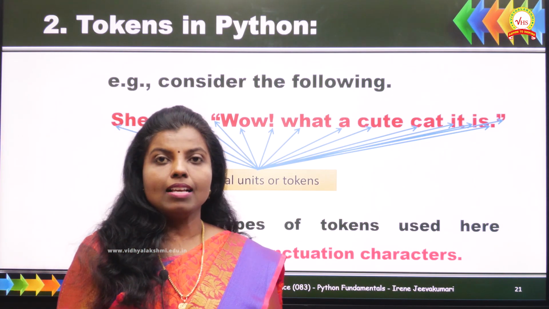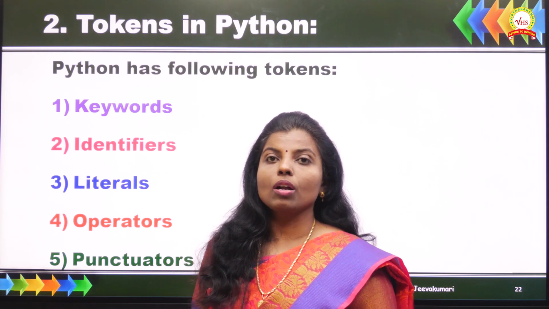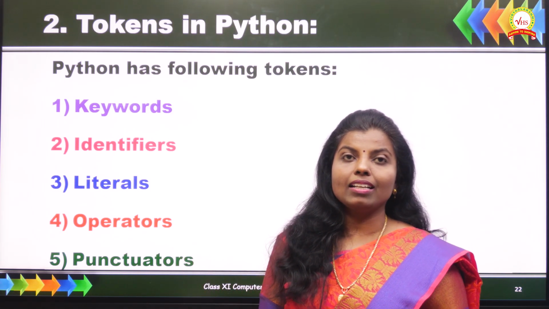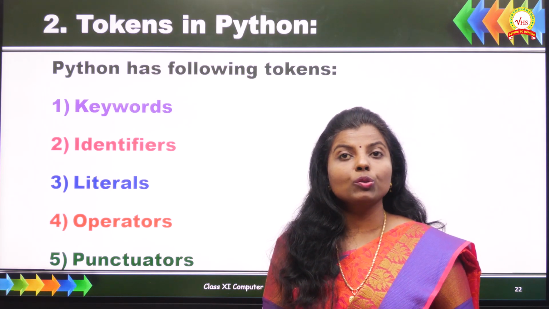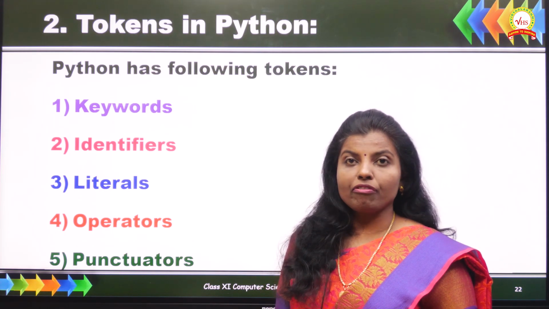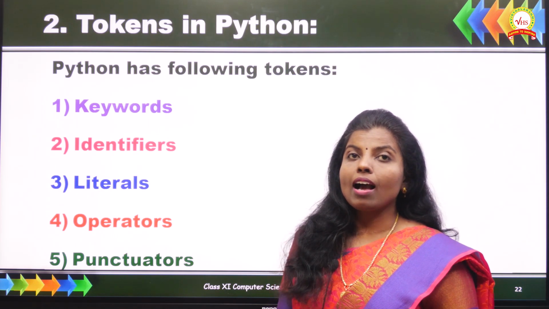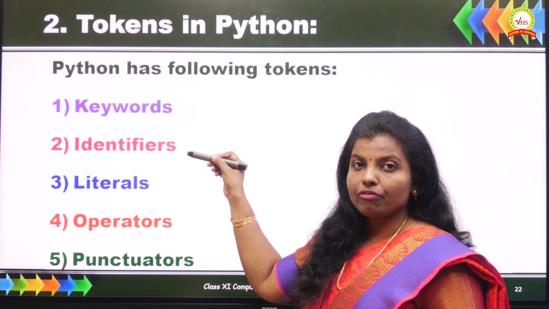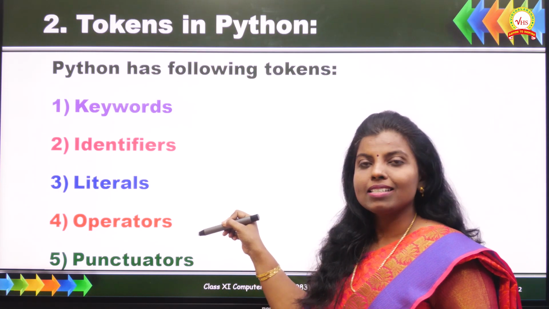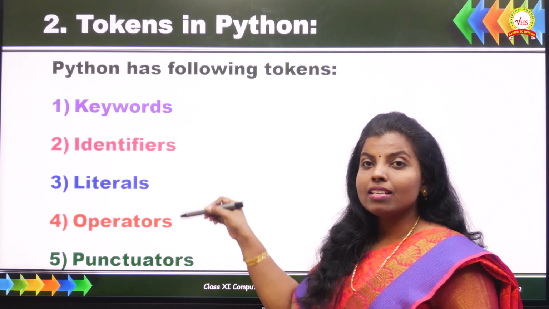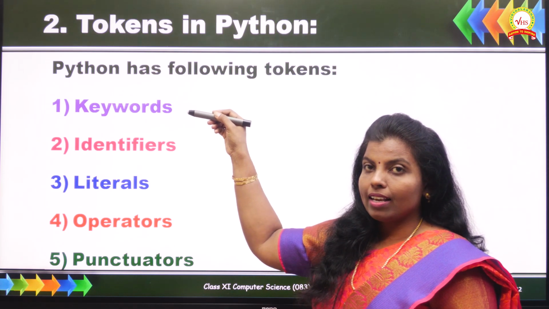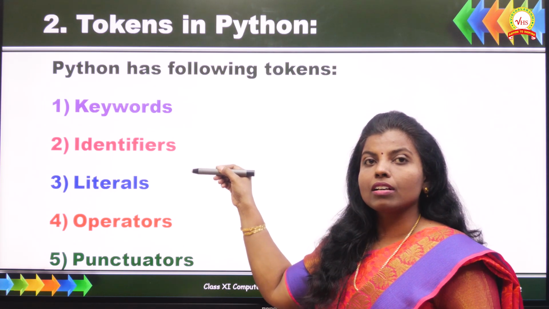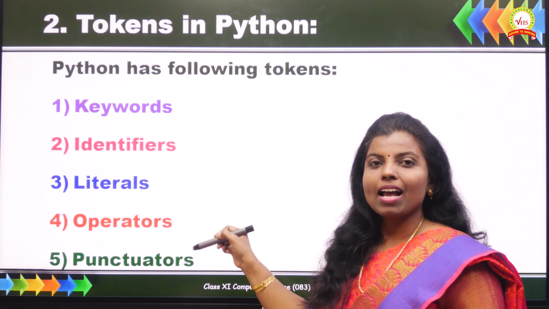So when we consider a sentence, each and every word and symbol of its structure consists of lexical units or tokens. Same as when it comes to Python programming, each and every part of the program comes under different categories. These are referred to as tokens. We have the following tokens in Python: keywords, identifiers, literals, operators and punctuators. Again I repeat, the tokens of Python are keywords, identifiers, literals, operators and punctuators.